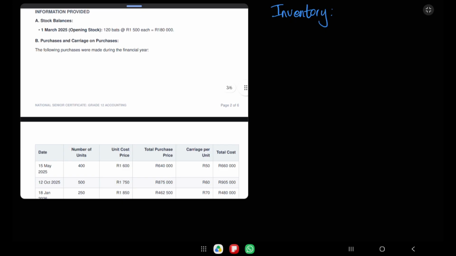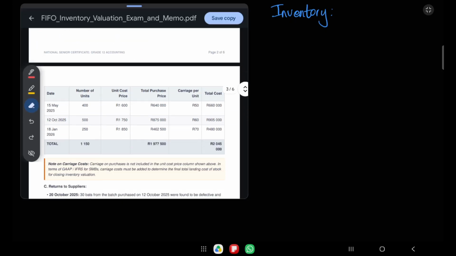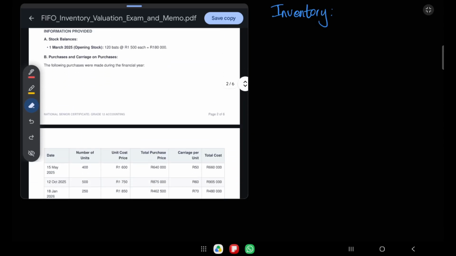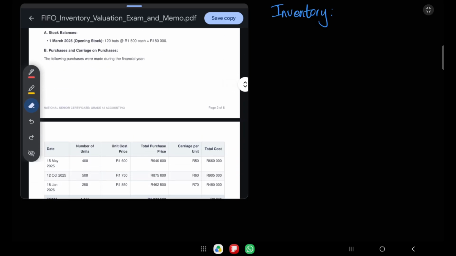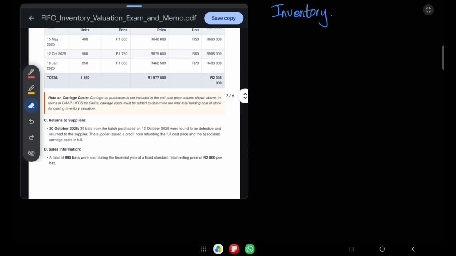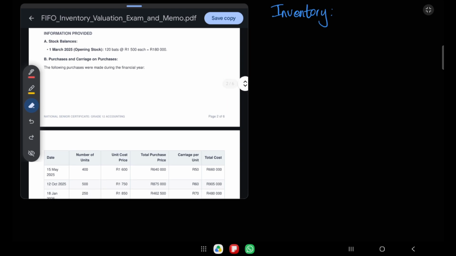Now let's move to our information. We have information A, B, C, and D. So A talks about the stock balances, B talks about the purchases and carriage on purchases. We also have our returns to suppliers as well as sales information. So let's start at A. Stock balances 1st of March 2025, this is the opening stock. Okay, we have 120 bats at 1,500 each.